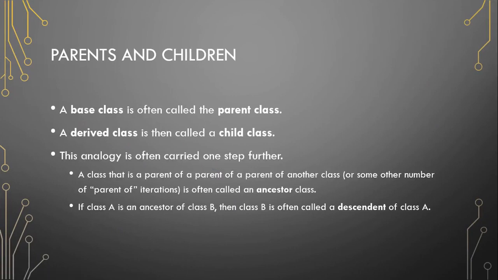As I mentioned, ancestor classes. Now, if class A is an ancestor of class B, then class B is often called a descendant of class A. So descendants are the opposite way of ancestors. And that wraps that up.